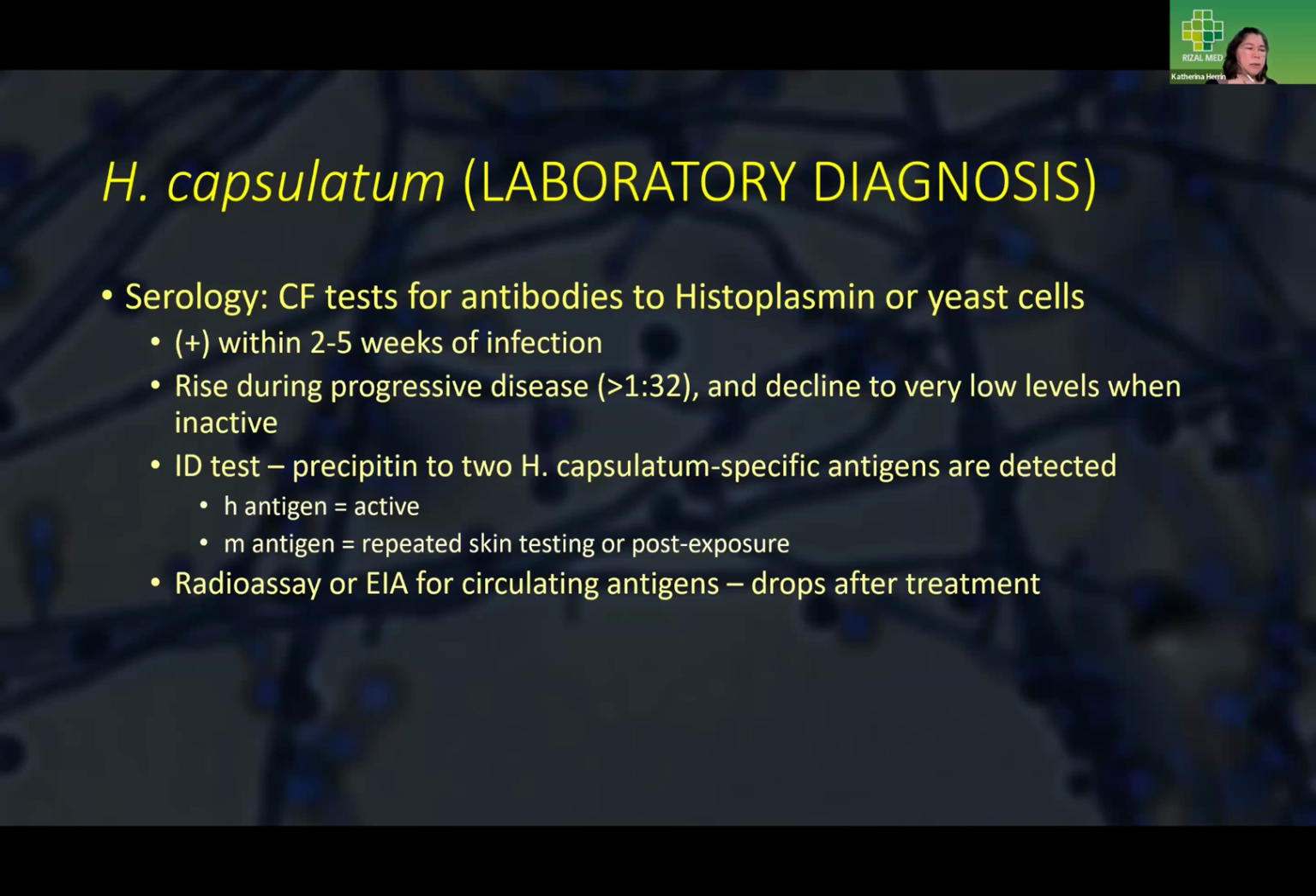Radioassay or enzyme immunoassay is one of the most sensitive tests for circulating antigens. These drop after successful treatment and recur during relapse. While cross-reactions may occur, this antigen test is more sensitive than conventional antibody test in AIDS patients with histoplasmosis.